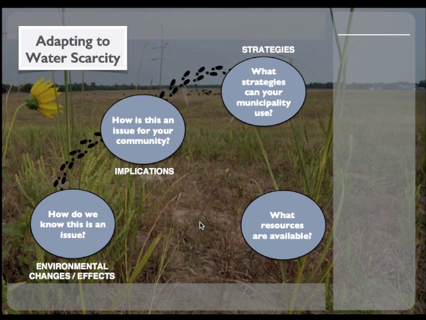Once you select a narrative, you're taken to a second page where you have 3 options for entering the tool. In this case, we chose adapting to water scarcity as the narrative. The user can navigate the tool to learn about environmental changes and effects. So how do we know this is an issue? Implications. How is this an issue for my community? And strategies. What strategies can your municipality use? For today's purposes, let's select environmental changes first.